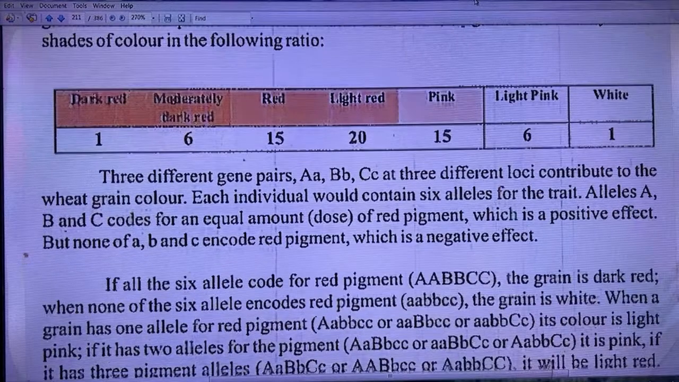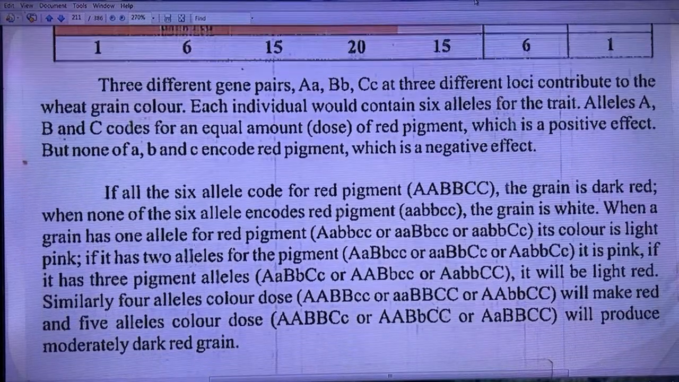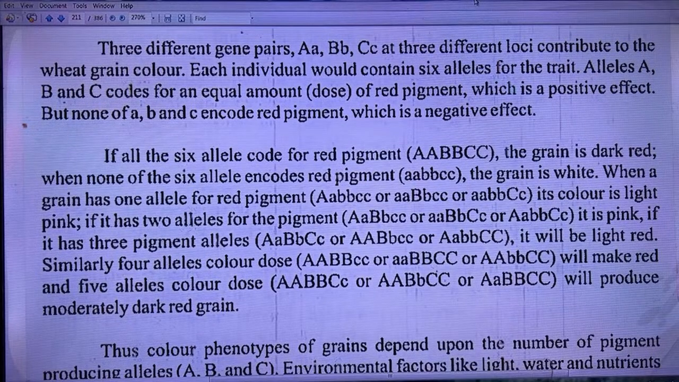Three different gene pairs, capital A small a, capital B small b, capital C small c, at three different loci contribute to the wheat grain color. Each individual would contain six alleles for the trait. Alleles A, B, and C code for an equal dose of red pigment, which is a positive effect, but none of small a, b, and c encode red pigment, which is a negative effect.